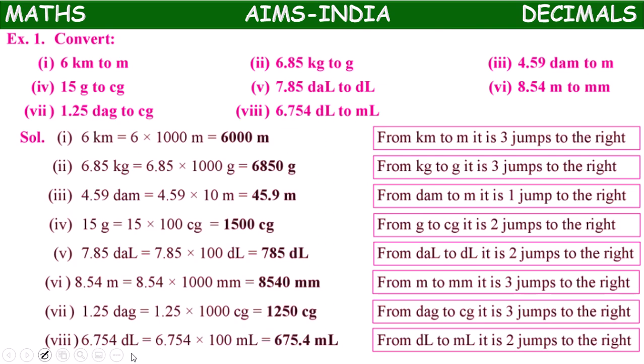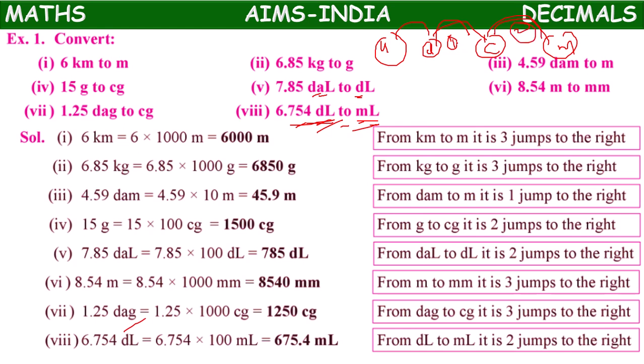6.754 deciliter. DL means deciliter. Deca means DA. Small d only means deci. So deciliter to milliliter. We have unit here. After unit deci, after deci centi, after centi milli. They are asking to change from deci to milli. Deci to centi, first step. Centi to milli, second step.